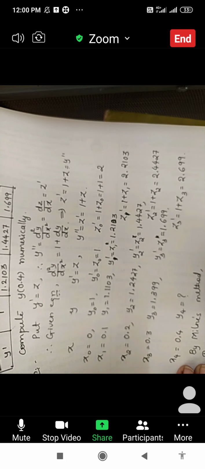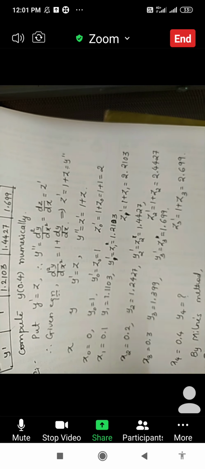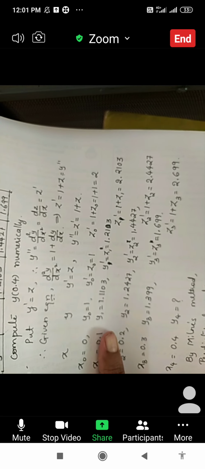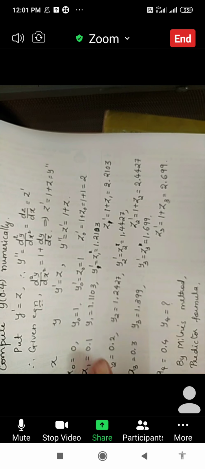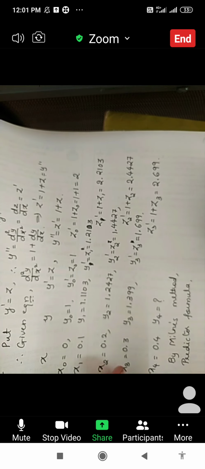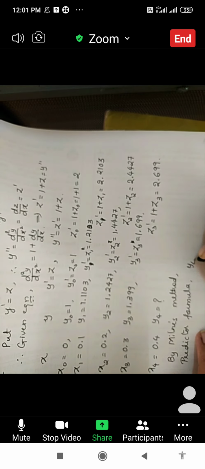First, the predictor formula. The predictor will apply 2 times here, that is for y and for z. Two times means one for calculating y and one for calculating z. What is the predictor formula for y4?